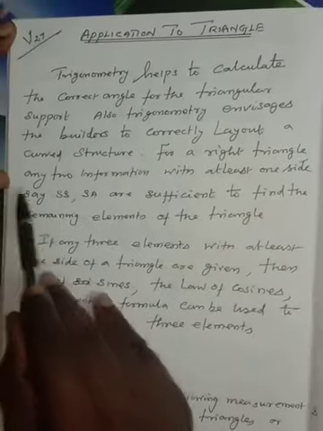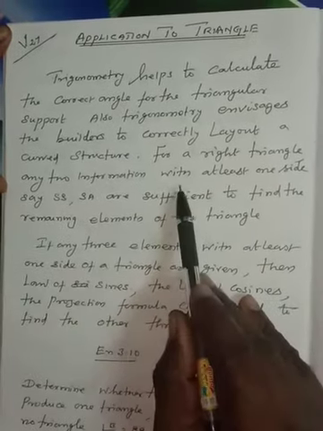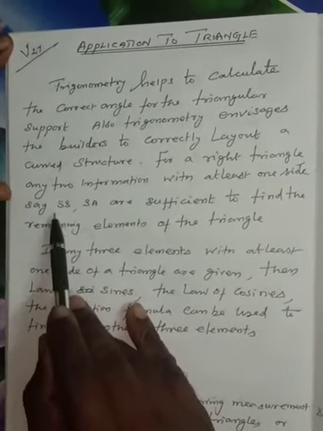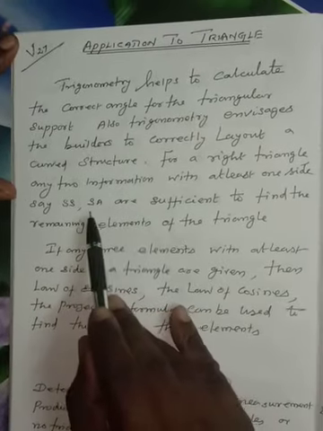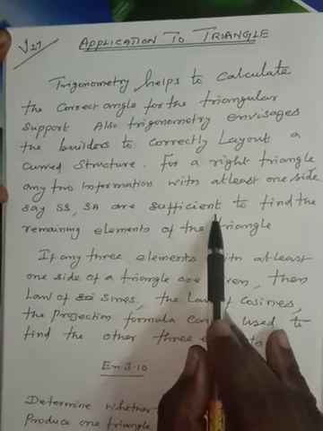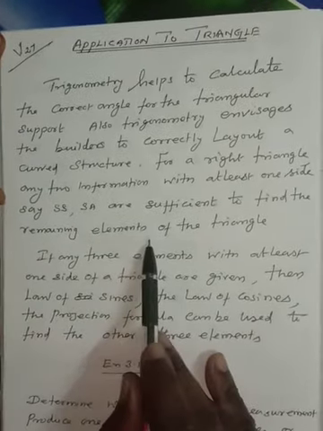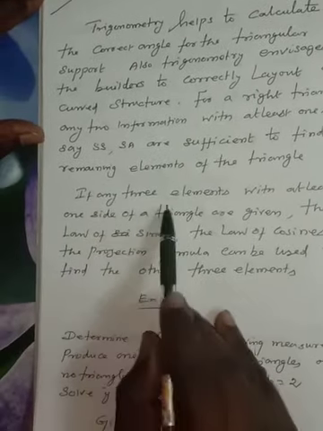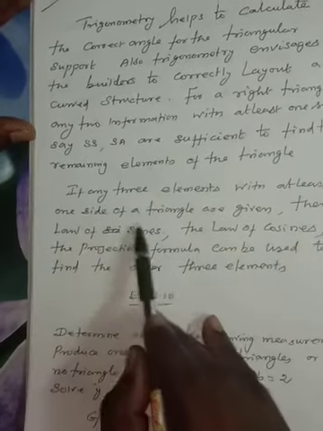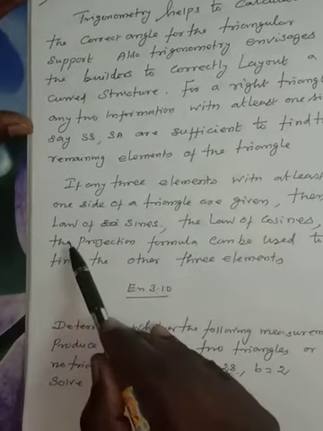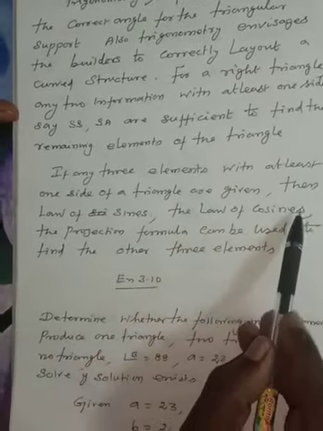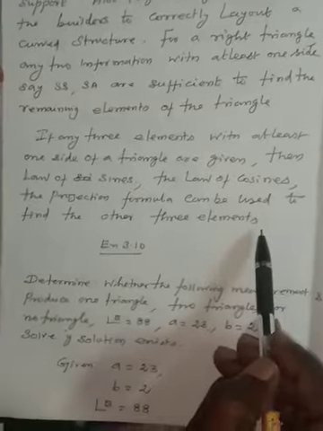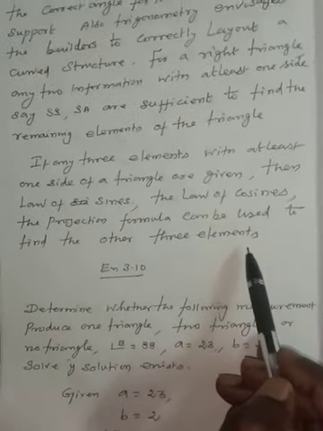For a right angle triangle, any two pieces of information with at least one side, say SS (side, side) or SA (side, angle), are sufficient to find the remaining elements of the triangle. If any three elements with at least one side of a triangle are given, then the law of sines, the law of cosines, or the projection formula can be used to find the other three elements or angles.